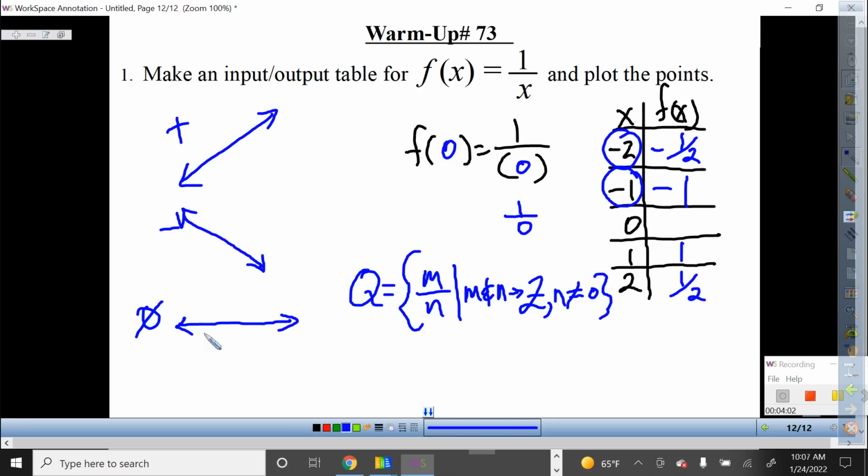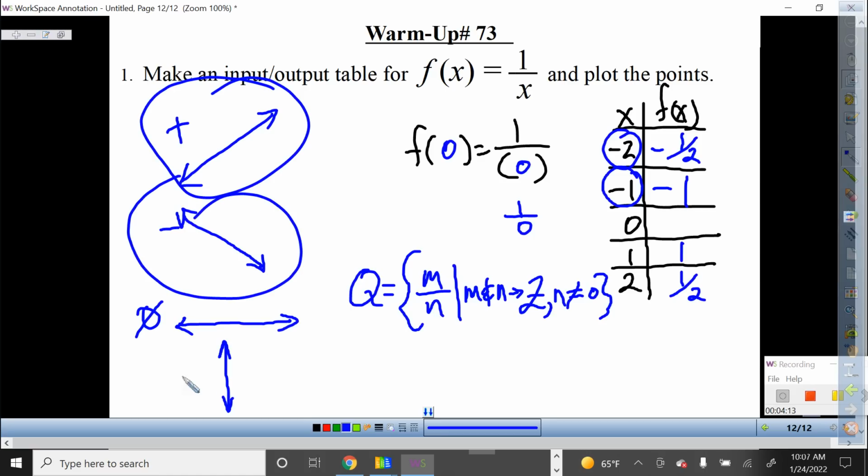However, we have one line that goes up and down like this that we don't know if it's going upward or downward. That's why this is known as undefined. The slope is undefined. That's why the 0 cannot be in the denominator. So I'm going to label this one undefined.